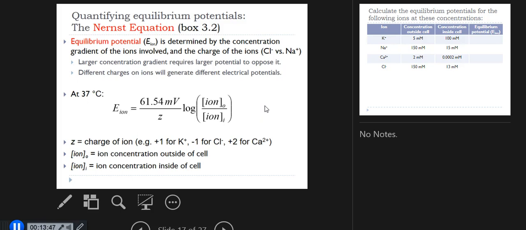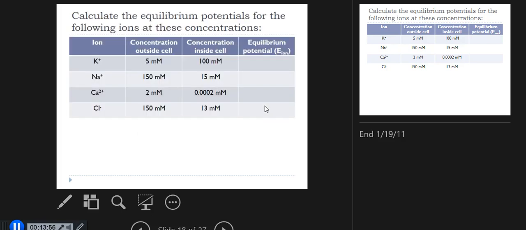So here we are, 61.54 millivolts. I need to give you some actual values. I would like you to try to calculate the equilibrium potentials for these ions at these concentrations. I'm giving you the ions, so you can get the charge from that. I'm giving you the concentration outside of the cell and the concentration inside of the cell. Your job is to try to work through how to do this. I'm going to give you a second to play with it, and then I'm going to type it out on my calculator and show you how I have to do it. I have two different calculators. I forgot one, but one of them works one way, the other one works another way. See if you can get these.